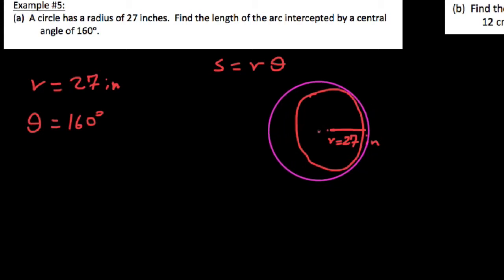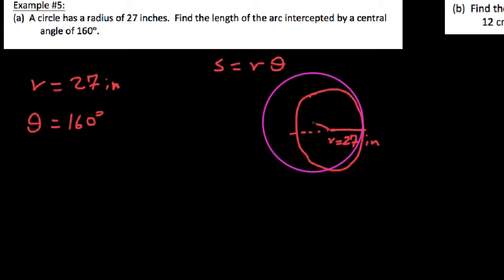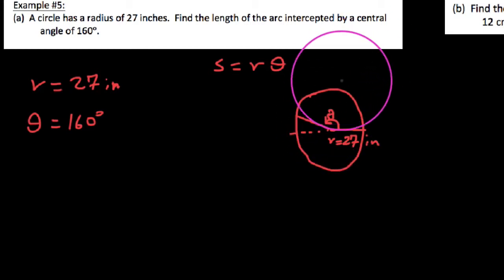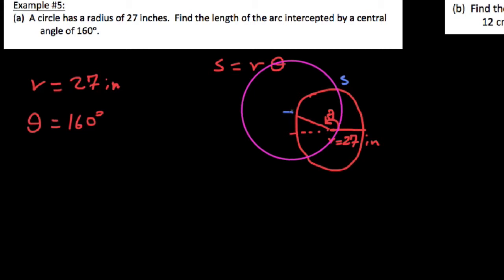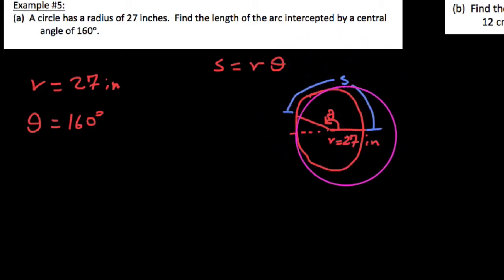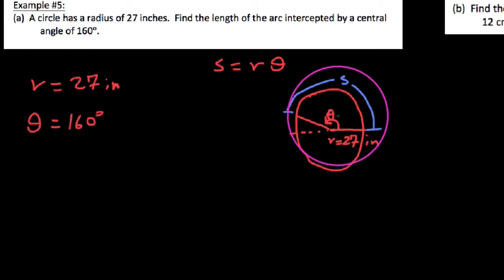So 160 would be just shy of this 180. It'd be about 20 degrees shy of this 180. So we say that really this is the angle that we have right here. What we're interested in finding is this length of S, or this arc length around the outside that is intercepted by this central angle theta in the first place.